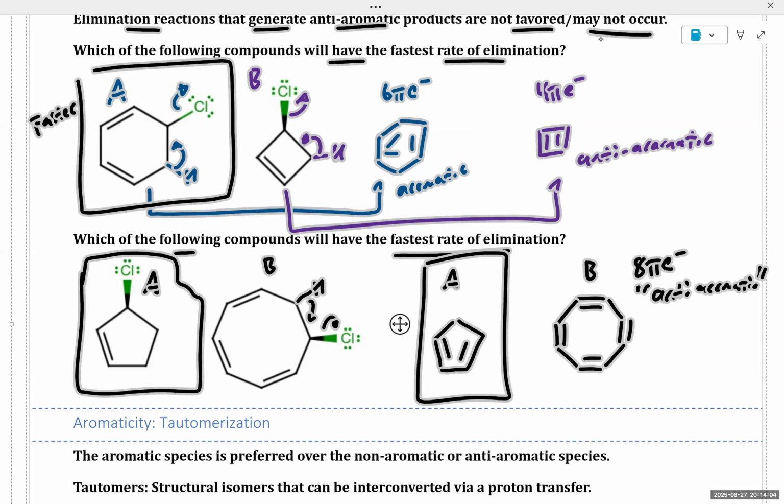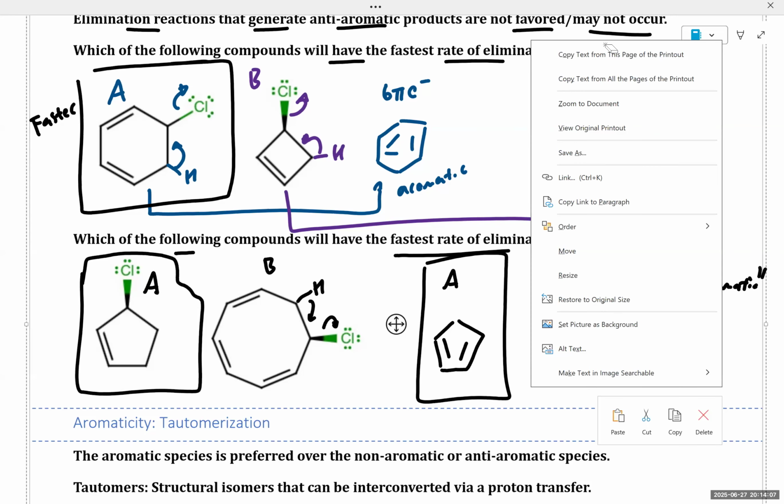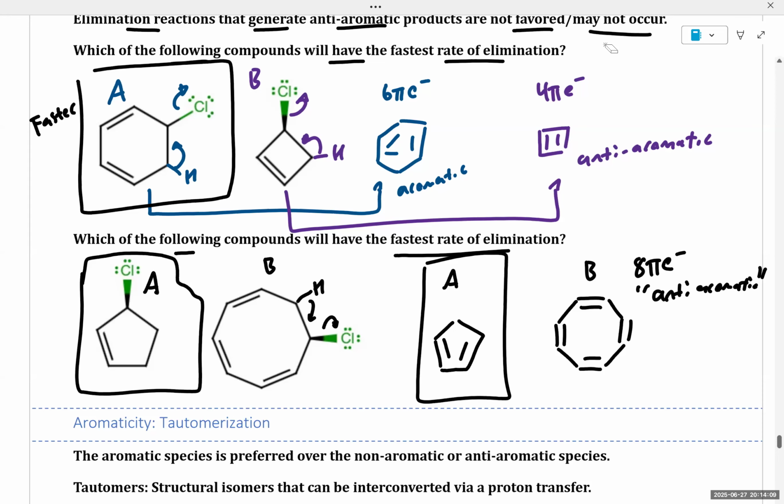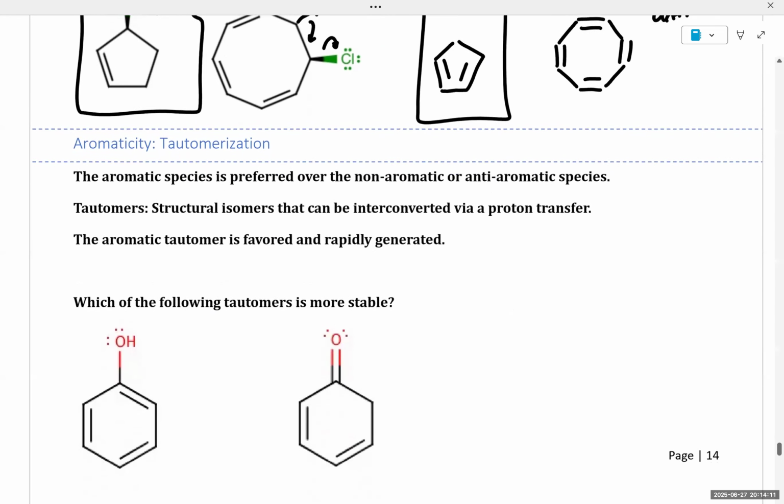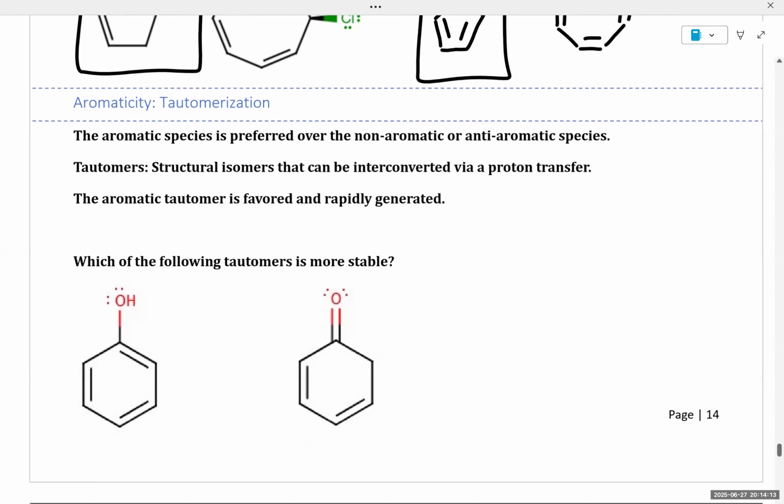One last place where aromatic and anti-aromatic considerations come up is in this idea of tautomerization. In general, the aromatic species is formed over the non-aromatic or anti-aromatic species. Because tautomers are structural isomers that can be interconverted via proton transfer, the aromatic tautomer is favored and rapidly generated.